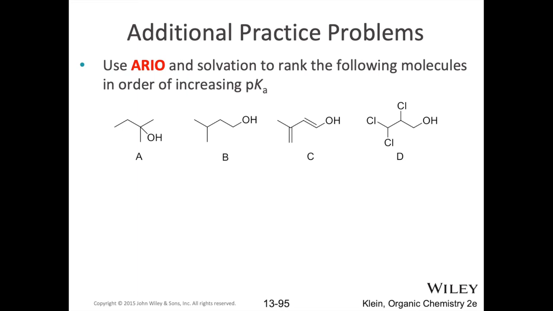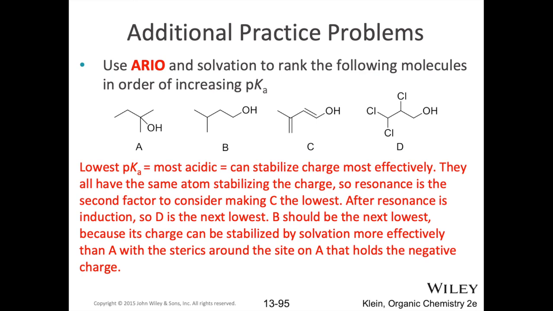And then finally, are there any steric effects that might prevent solvation? So you probably notice that A has some alkyl groups, some methyl groups nearby, so that would probably make it a worse acid. It would destabilize that conjugate base. So A is probably your worst out of all of these. So you probably see that the order goes C is the best one, then D, then B, and then A.